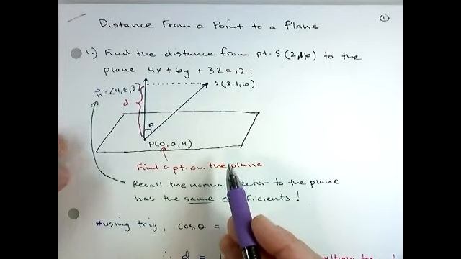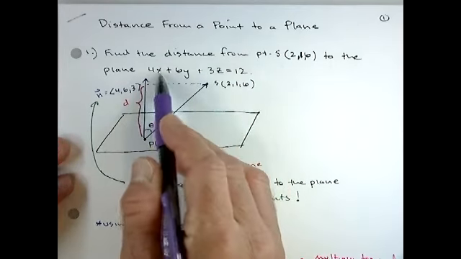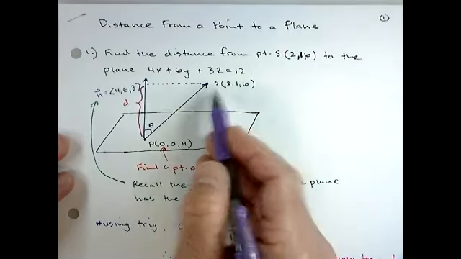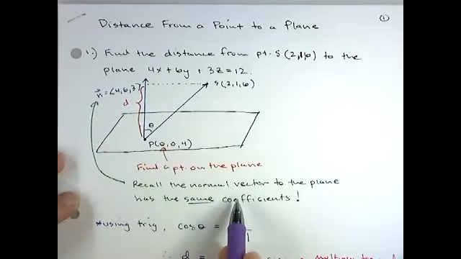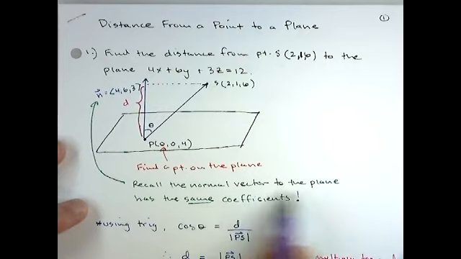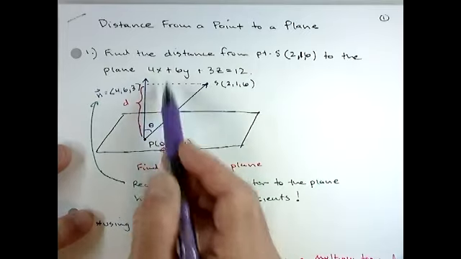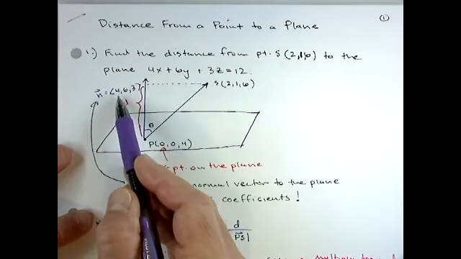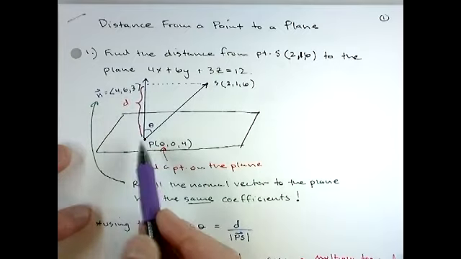I could have chosen other points, right? I could have let y and z be 0 and found x to be 3. That would be totally fine. We also know that a normal vector to the plane has the same coefficients. That's something we discussed earlier. So a normal vector to the plane 4x + 6y + 3z = 12 would be <4, 6, 3>, 4i + 6j + 3k.